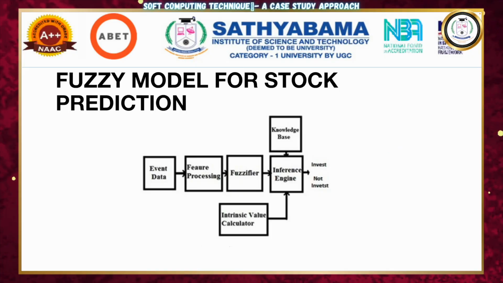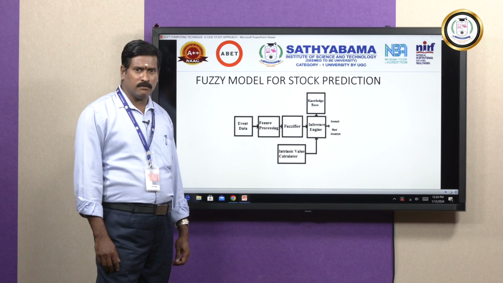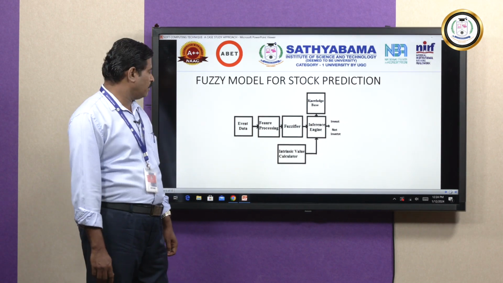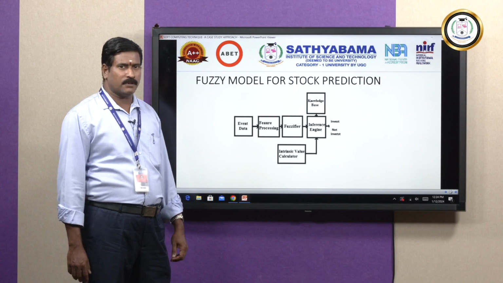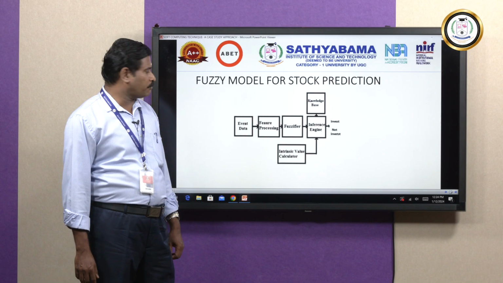Now we have taken the case study of stock price prediction. In stock price prediction, the data are collected from a blog, from historical websites, or from national stock exchange websites. That is called the event data. Then we have the feature processing. The particular features of the stock can be accessed as parameters.